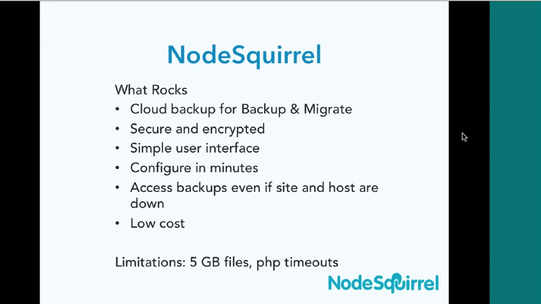There are a couple of limitations that I should mention, in conjunction with Backup and Migrate as well. Mostly this is exposed with NodeSquirrel, but it's PHP timeouts and file sizes. If you have a single file that is larger than 5 gigabytes, so a huge database, databases tend to compress quite well, maybe 8, 10, 12 to 1. But if you had a 100 gigabyte database, even compressed, cache tables removed, et cetera, you might start pushing up against a hard limit of 5 gigabytes per upload.